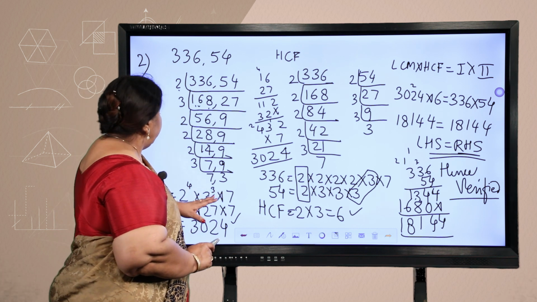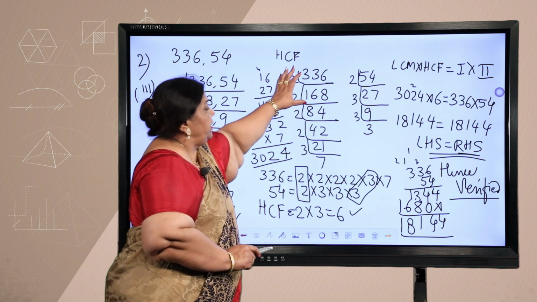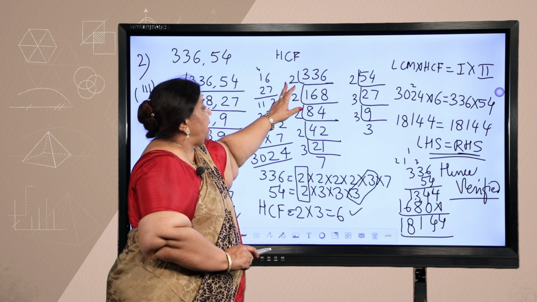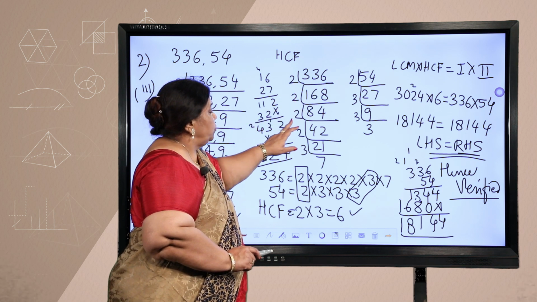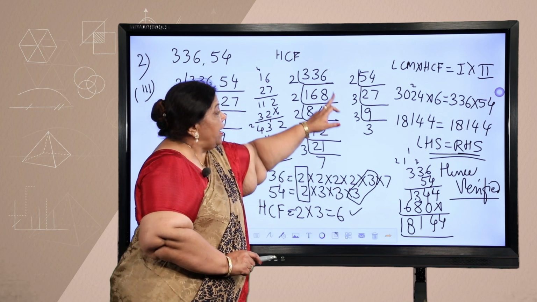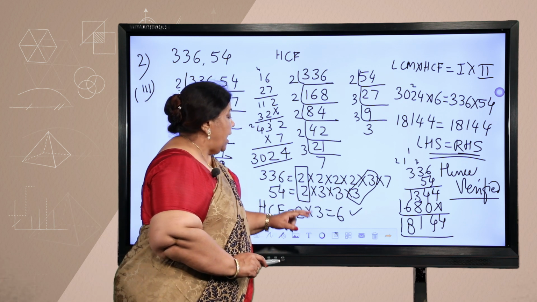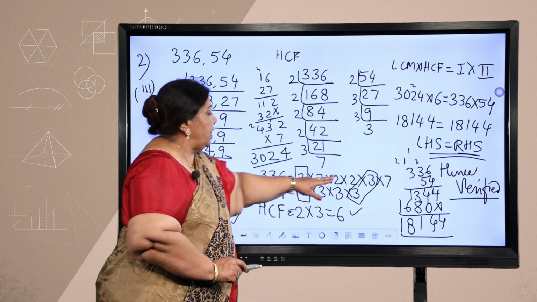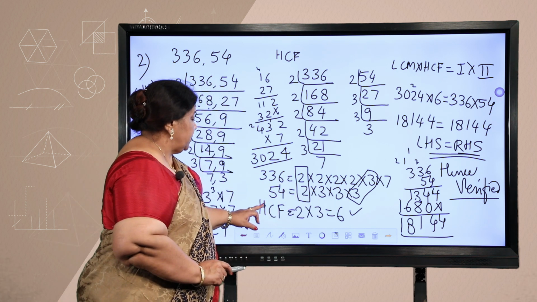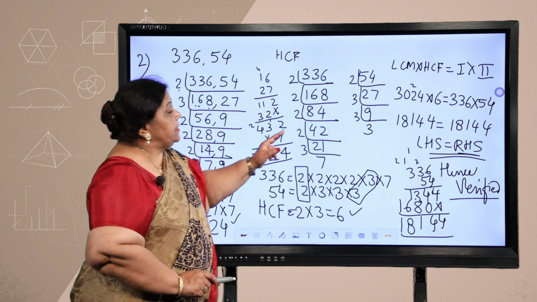Now, we have calculated the LCM as 3024. For HCF, we are finding by prime factorization method. 336 can be split as 2 into 2 into 2 into 2 into 3 into 7, and 54 can be written as 2 into 3 into 3 into 3, and we can see that 2 and 3 are the only common factors in these two numbers. Therefore, HCF is 6.